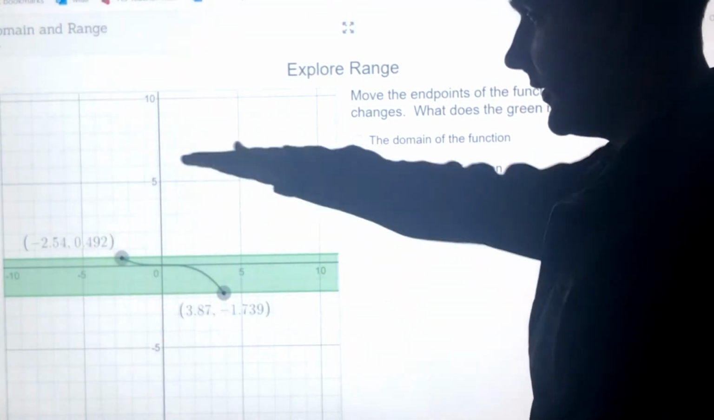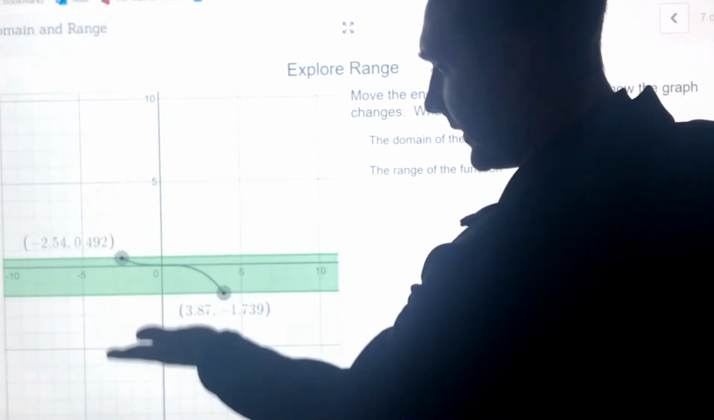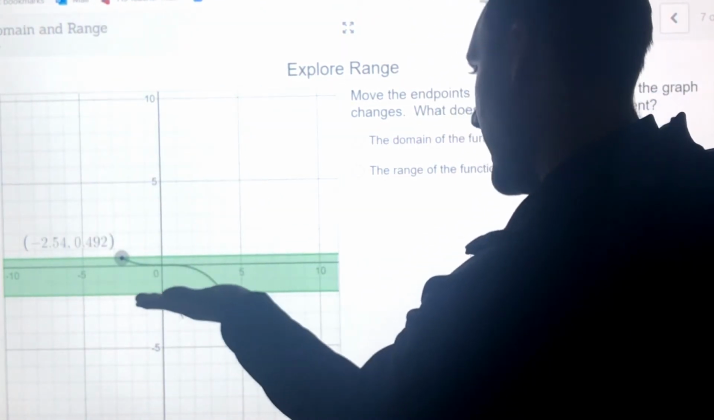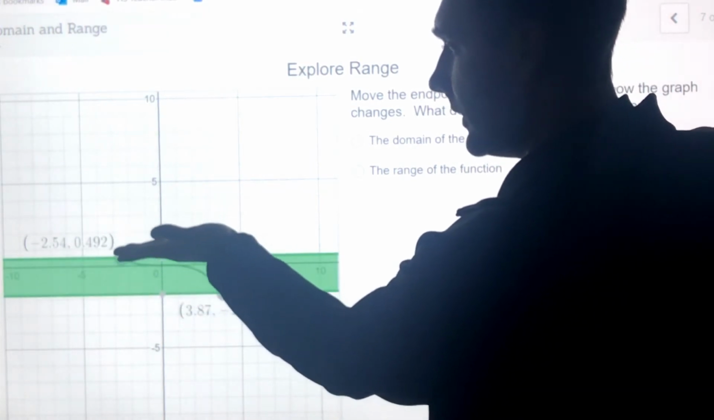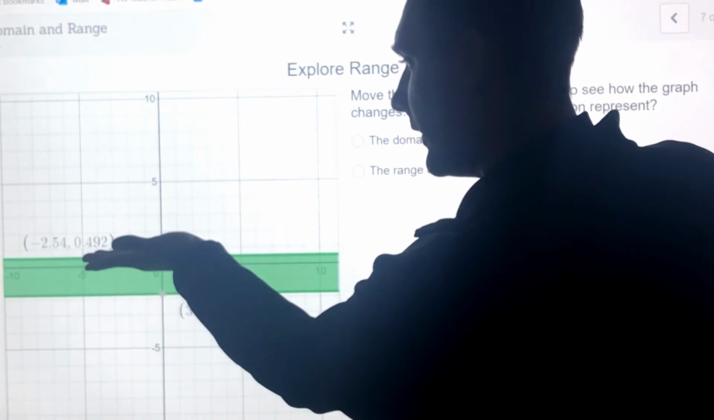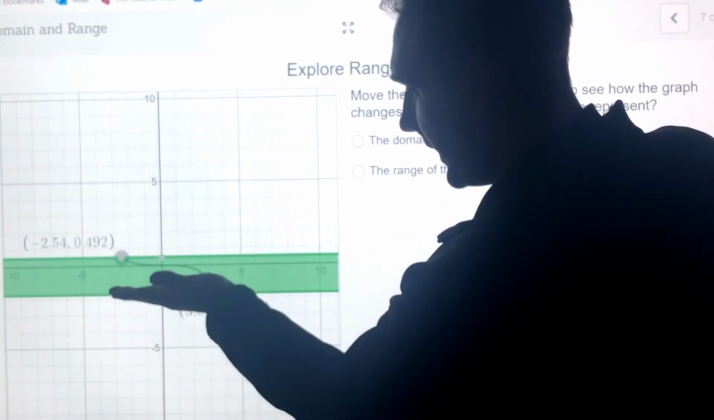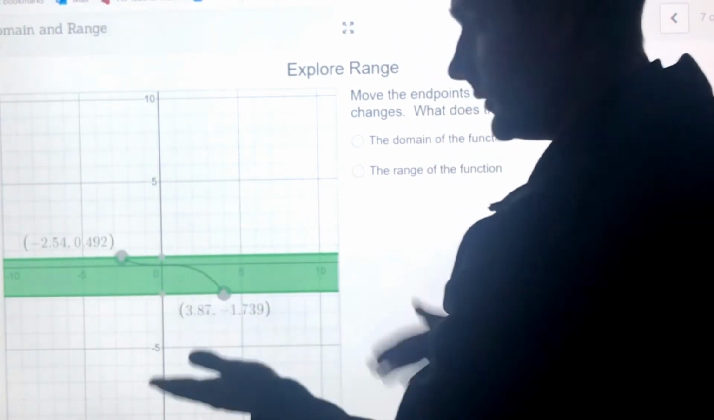Now the range does the same thing, but it does it vertically along the y-axis. So I want to know what is my smallest value, where I first hit my graph. Looks like I hit it here at, look at the y value, negative 1.7, and where does it stop? Looking like I stop up here at 0.49, so 0.5. So my range with the y is going from negative 1.7 to 0.5. You're doing the vertical box.